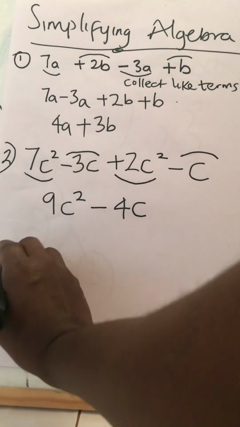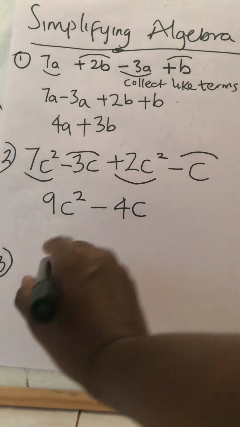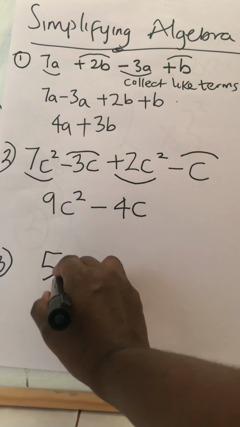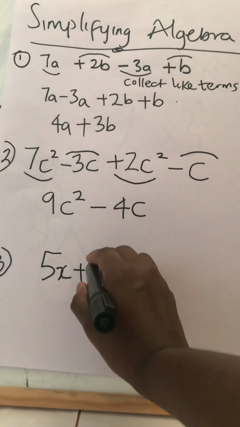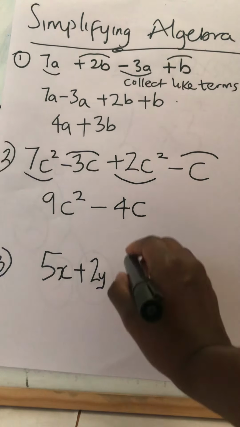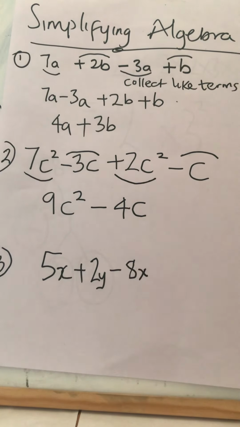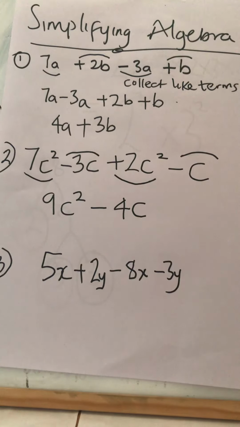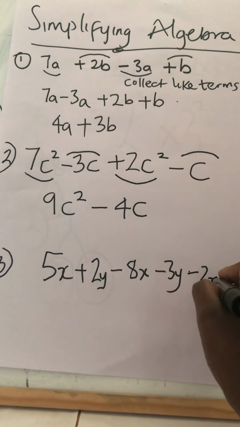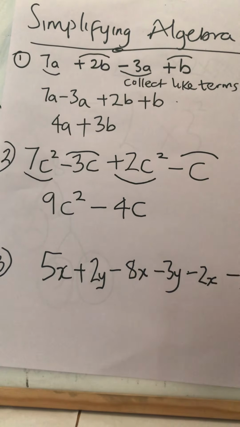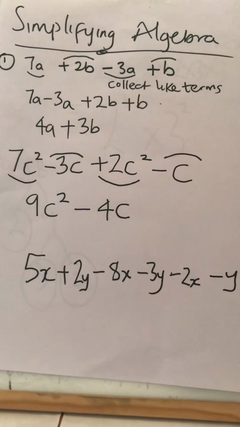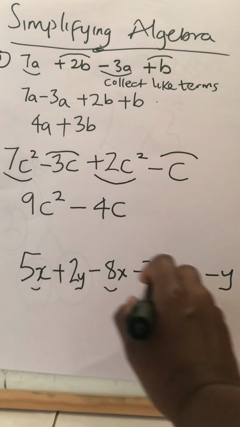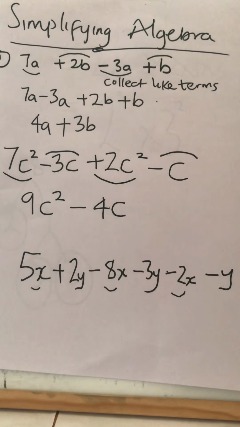Let's check number 3. Number 3, I have 5x plus 2y minus 8x minus 3y minus 2x minus y. What will be my answer? I'm going to collect all the ones that look alike. 5x minus 8x minus 2x. They are all alike.